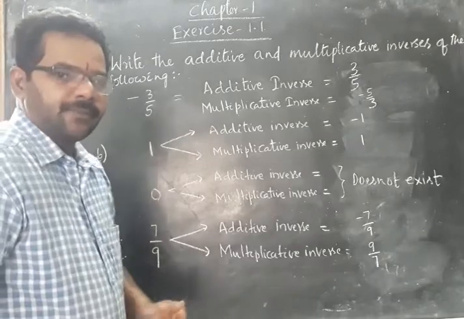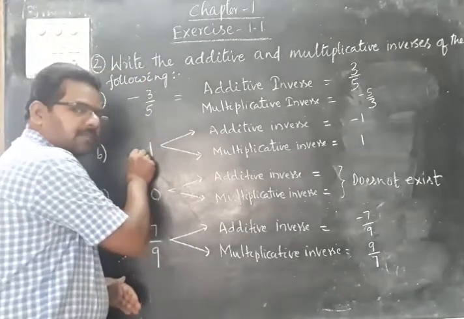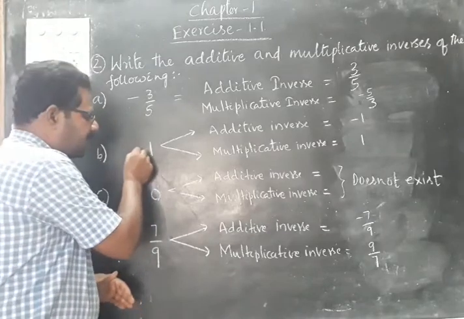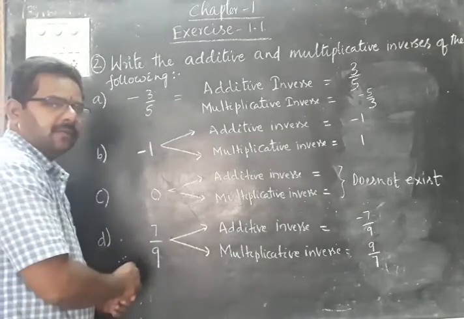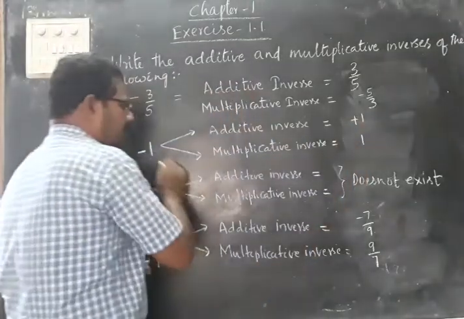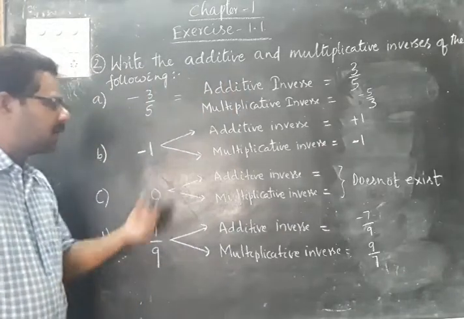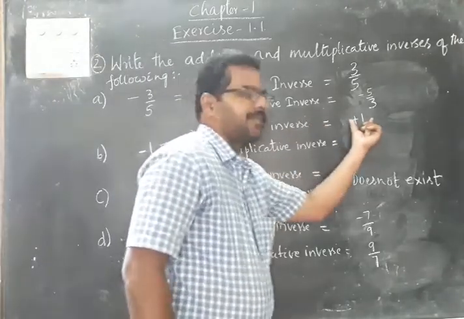In the textbook exercise, they have given minus 1. For minus 1 also, this is actually the fifth sum. Here I am taking minus 1. The additive inverse will become plus 1 and multiplicative inverse is equal to minus 1. Why? Because minus 1 and plus 1 will become 0.